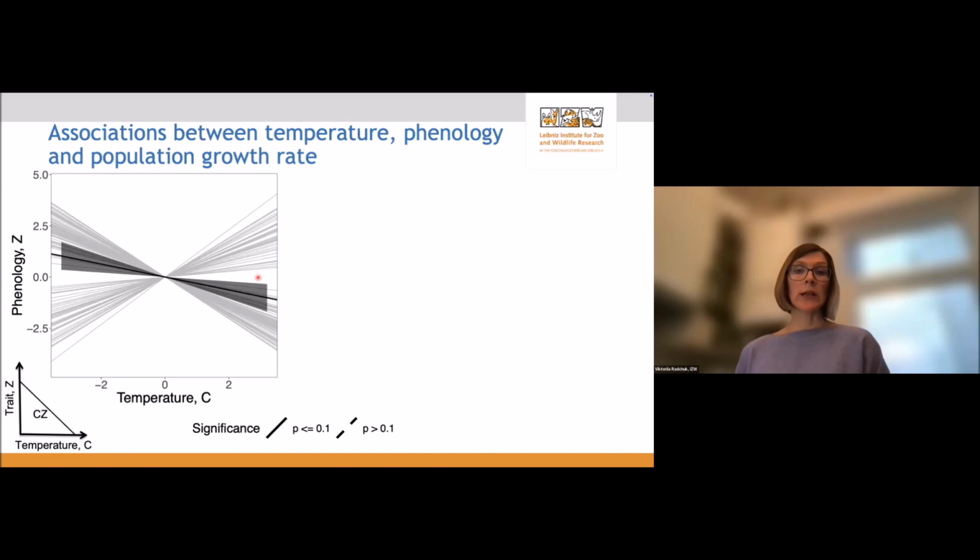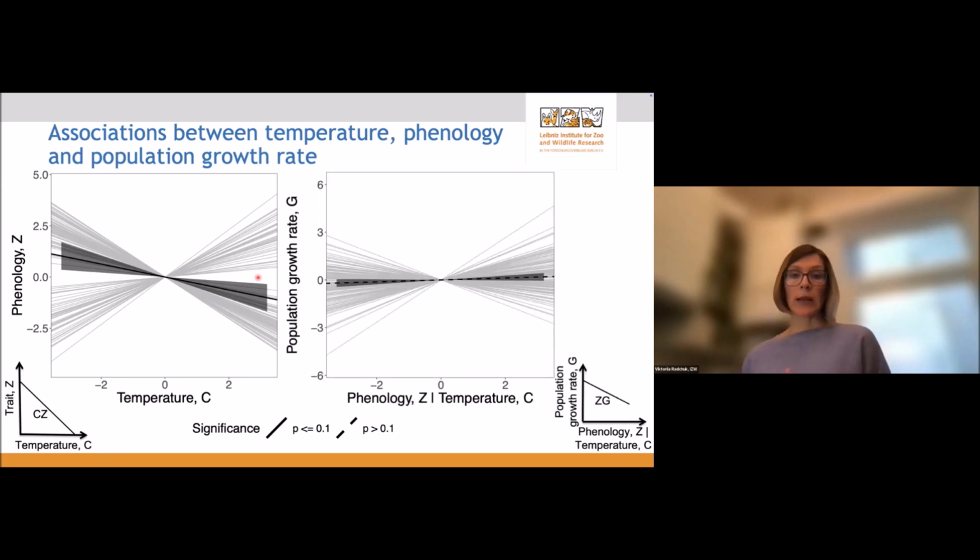So these are the results directly. Here we see the relation between temperature and phenology, and each gray line reflects a single study. We can see high heterogeneity in the responses of phenology to temperature across the studies. There are studies that show an advancement in response to temperature, but there are also those that show a delay. However, across the studies, the phenology is significantly advancing with temperature, as shown by the thick black line here.